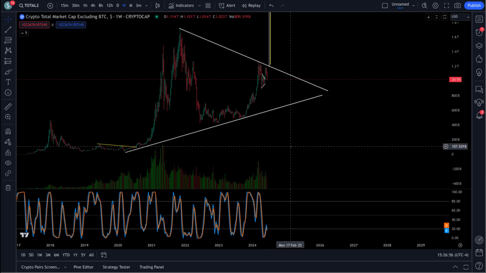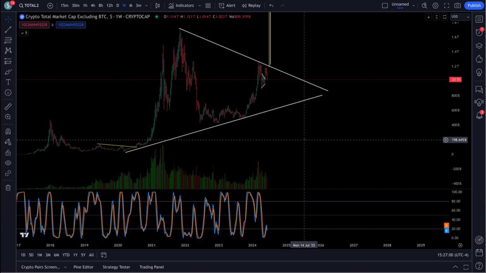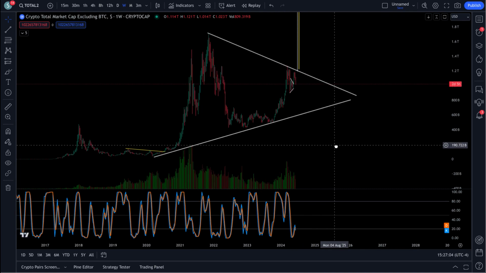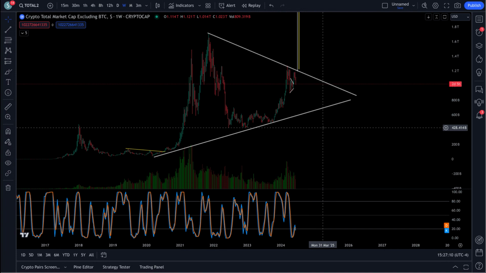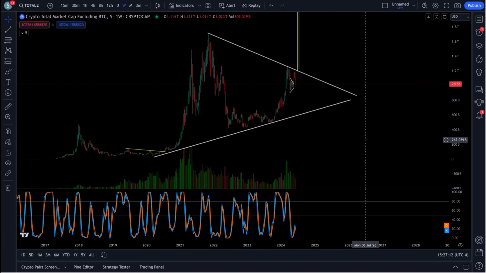Today, this is Brian back with a look at Caspa. Right now I have the total 2 market cap on here. This is the market cap excluding Bitcoin, so this is all your altcoins, everything but Bitcoin.